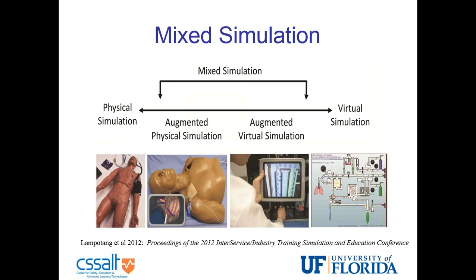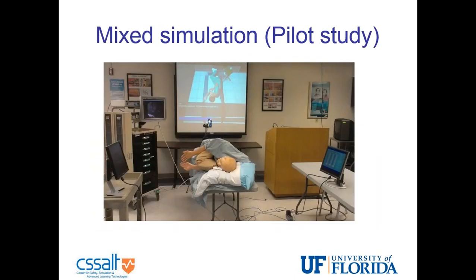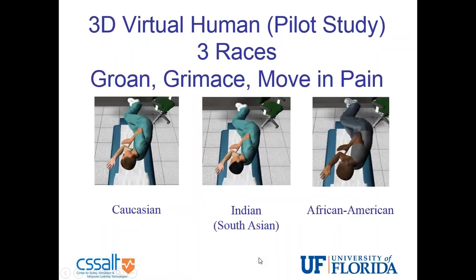So currently, a lot of our work is actually in augmented physical simulation. It's funded by DOD. But we started actually in augmented virtual simulation when we did some work with magic lens and anesthesia machines. So here's a mixed simulation that we did for a pilot study at San Antonio. If you look on the projection screen, there is the virtual avatar, the 3D patient, and then in front of the participant, there's actually a mannequin that the user can interact with, to touch or to do jaw thrust and trapezius squeezes, and all that. And these are the three different races of patients: Caucasian, Indian, and African American.